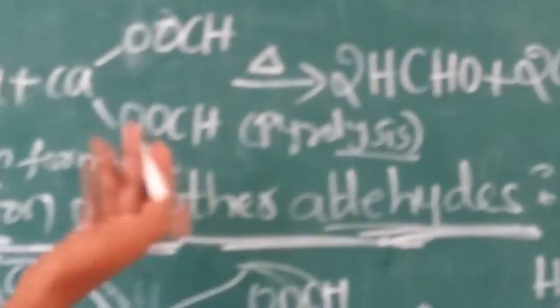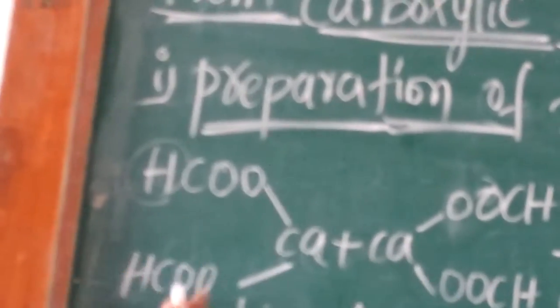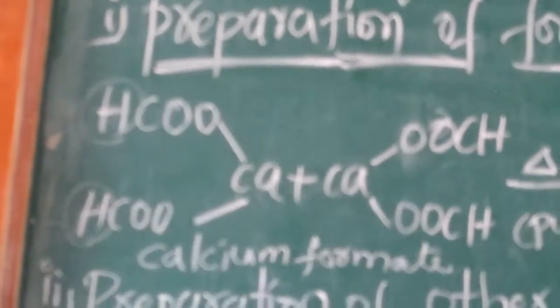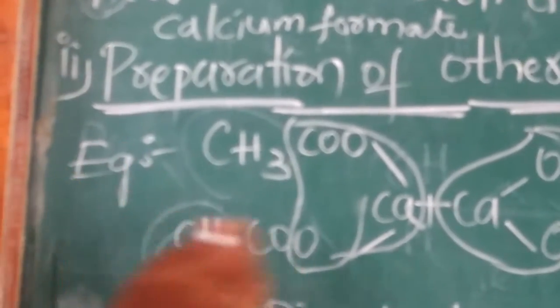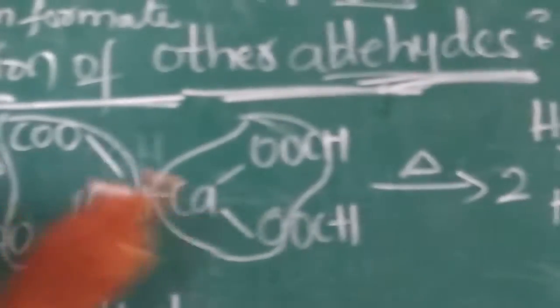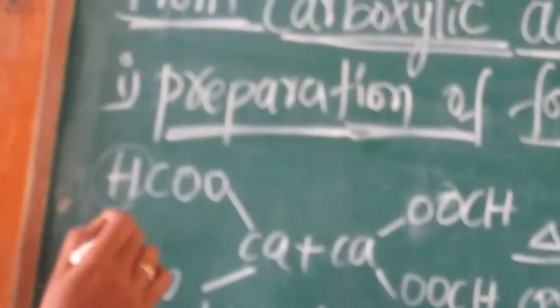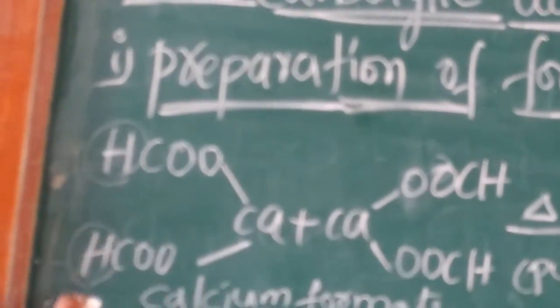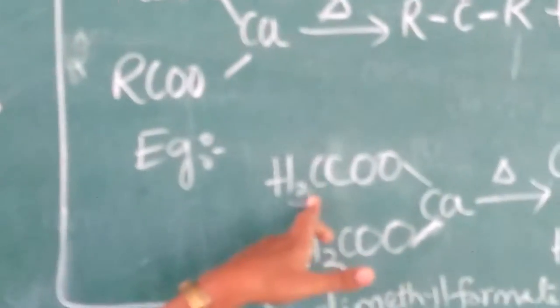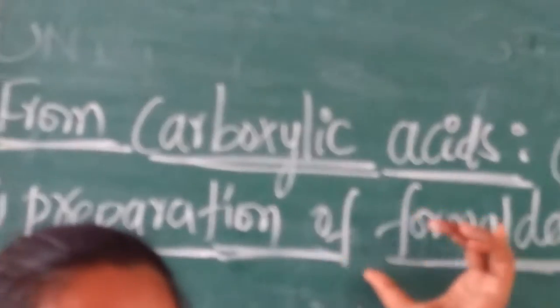And next, what happens? Now we are going to produce aldehyde. So how to produce aldehyde? In calcium formate, we have to replace 2 hydrogens by 2 methyl groups. Now what happens here? Elimination of calcium carbonate, and we get acetaldehyde. Now how to prepare ketones? Here the 2 hydrogens are replaced by 2 alkyl groups, such as 2 methyl groups. Upon heating, it gives ketone. This is the preparation of carbonyl compounds from carboxylic acids.